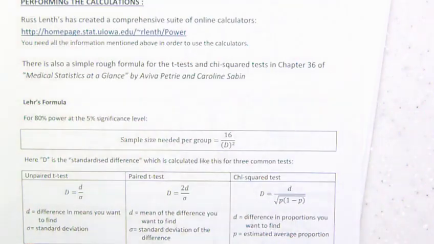Now, Medical Statistics at a Glance by Aviva Petrie and Carolyn Sabin, of which there are about 6 copies in the library and 1 in the Maths Learning Centre.